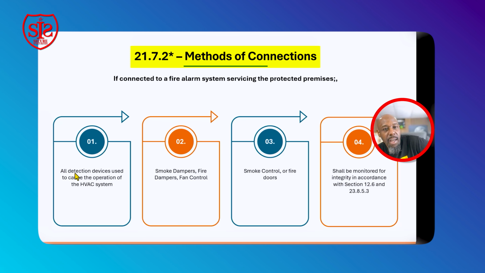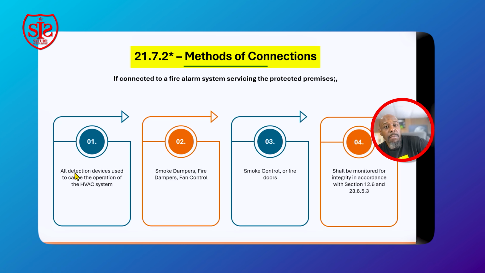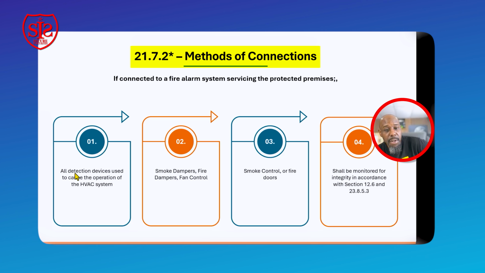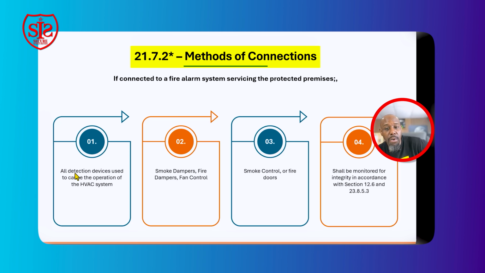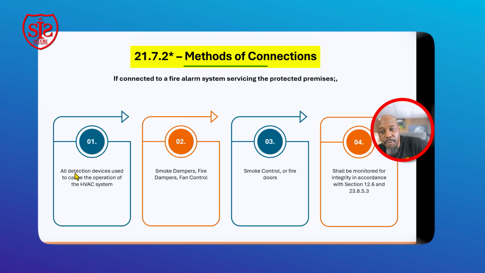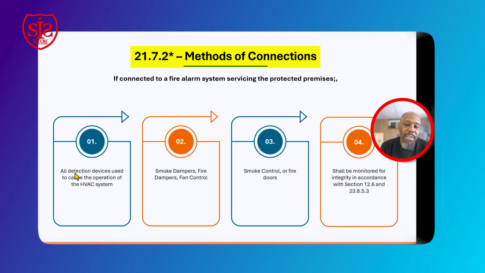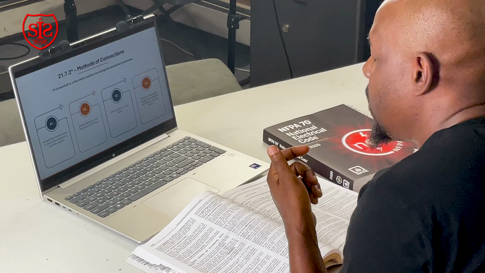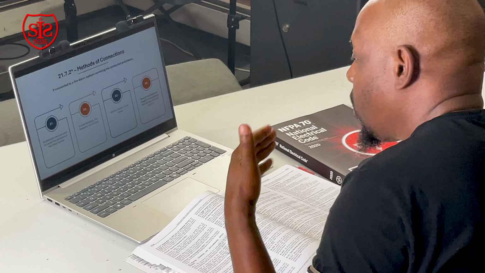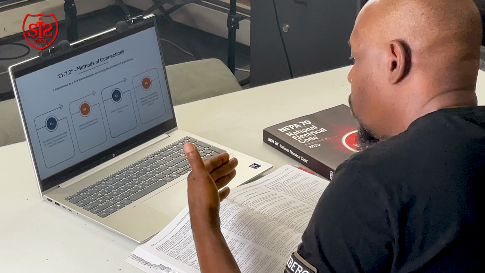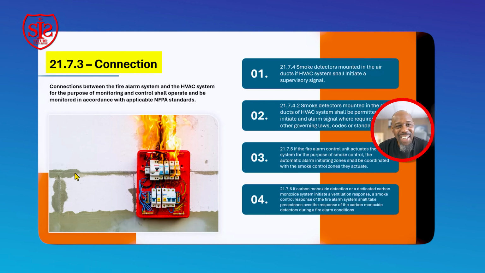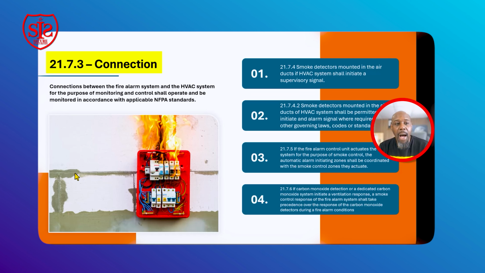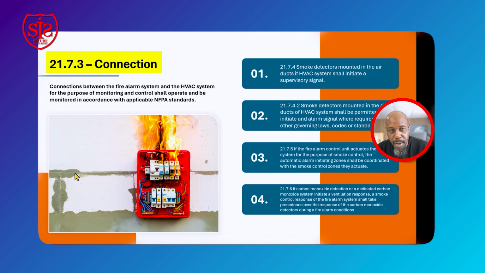21.7.2 The method of connections. If it's connected to a fire alarm system servicing the protected premises, all detection devices used to cause the operation of the HVAC system, smoke dampers, smoke control, or even fire doors shall be monitored for integrity in accordance with section 12.6 and 23.8.5.3. The fire alarm cables must be supervised. If there's an open, ground, short, or anything that happens with that fire alarm cable, the system should annunciate that trouble. 21.7.3 Connection. Connections between a fire alarm system and an HVAC system for the purpose of monitoring and control shall operate and be monitored in accordance with the NFPA standards.